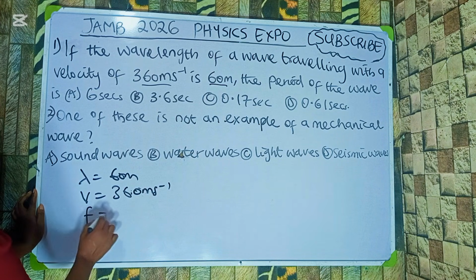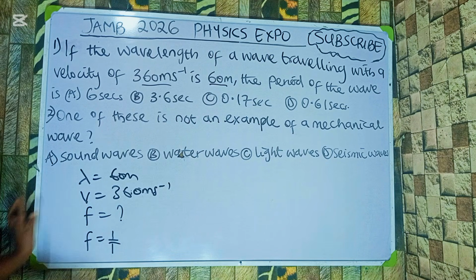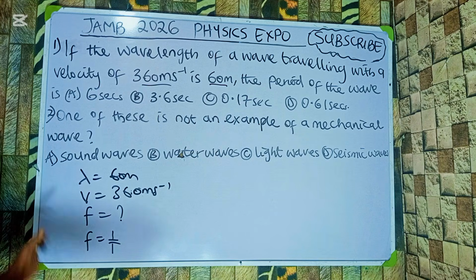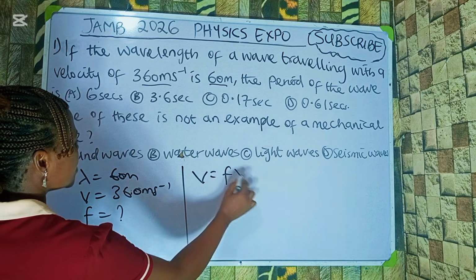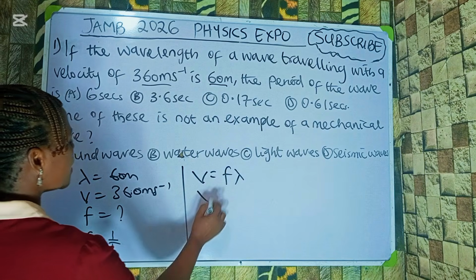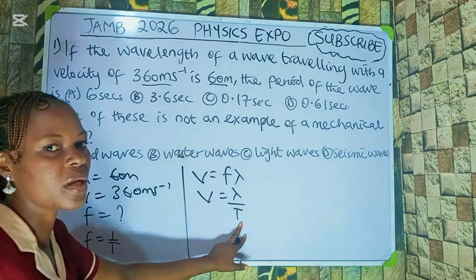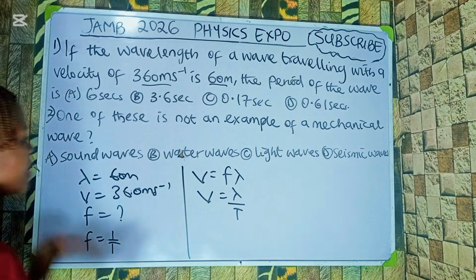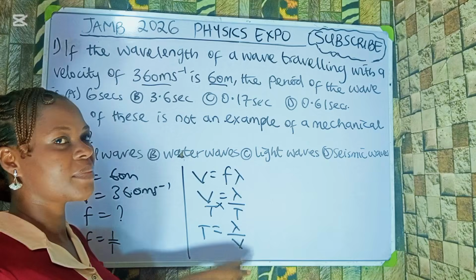Now we don't even have the frequency, because frequency is the inverse of period. That means period is also the inverse of frequency. So we can solve it in this way. We can say that from the formula V equals F times lambda, or we can also say V equals lambda over period. Now since you are looking for period, let's make it the subject by cross multiplying. So period is equals to lambda over speed.